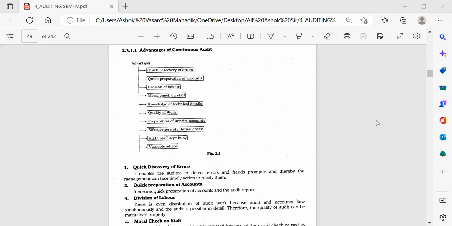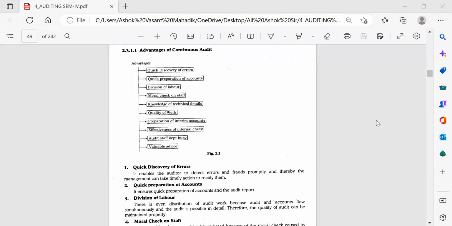Moral check on staff. Yes, the company staff is always on their toes. That auditor may come anytime and he'll ask for the books. So he'll be keeping the books of accounts ready. Clear? The knowledge of technical details. When the auditor and his staff are regularly visiting the client, they come to know various things about the client's business. So audit becomes very easy. Quality of work. Yes, if you are doing continuous work, you can rest assured that the work will be done with good quality.